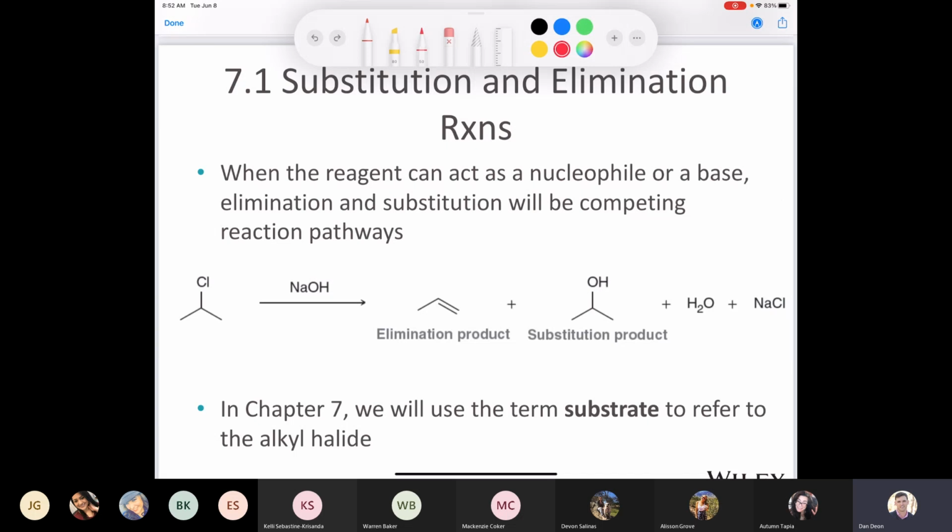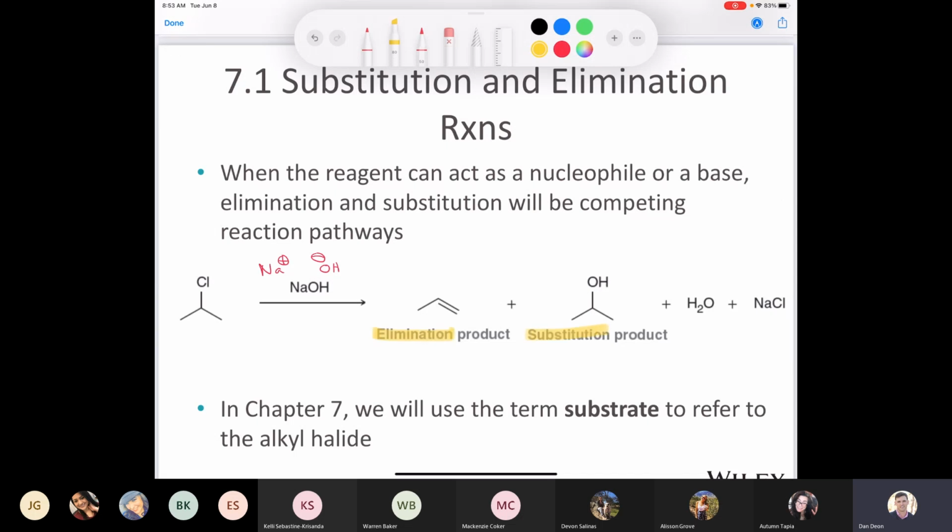Sodium hydroxide is an ionic compound. It consists of a sodium cation and hydroxide. So hydroxide is a strong base. It's also a good nucleophile. We get an oxygen with a negative charge. Heck yes, that's a good nucleophile. So in this case, when we take this molecule here, this is called 2-chloropropane, or you could call it isopropyl chloride. Either way, you see that we get some elimination product, and then we get some substitution product.